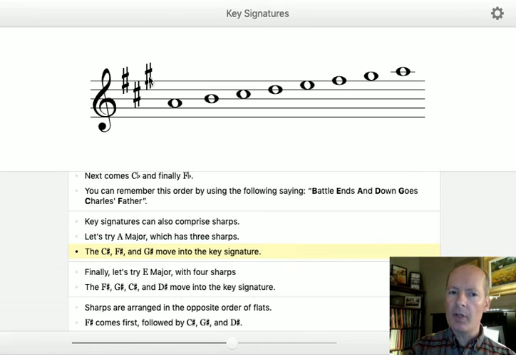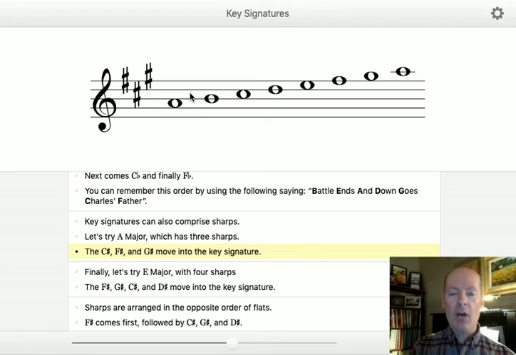But notice the order from left to right: F, C, G. The sharp signs in a key signature will always appear in the same order. The first sharp will always be F, the second C, the third G, and so on as we progress through all of the sharps. And we'll look at that order a little later on.